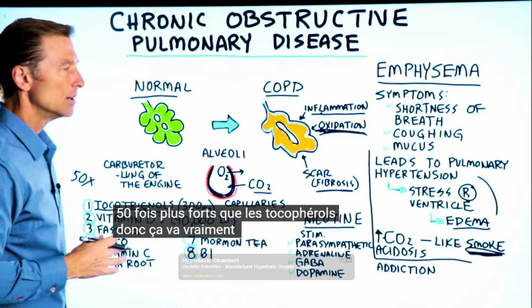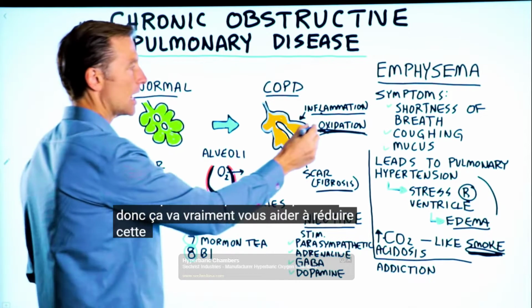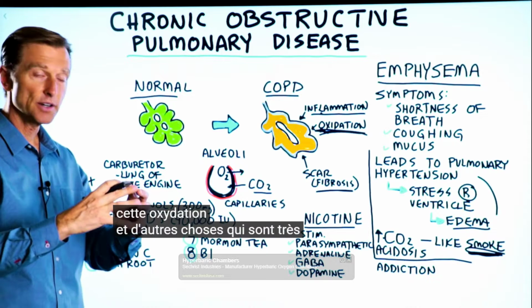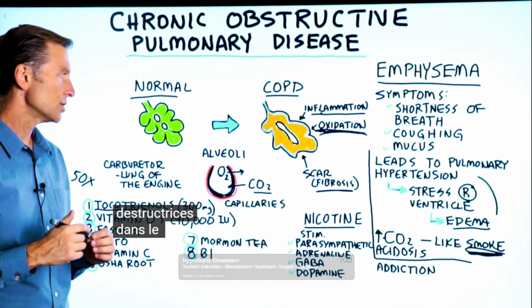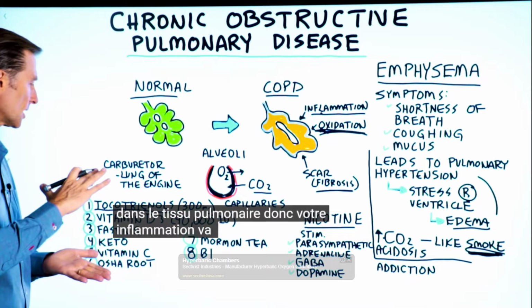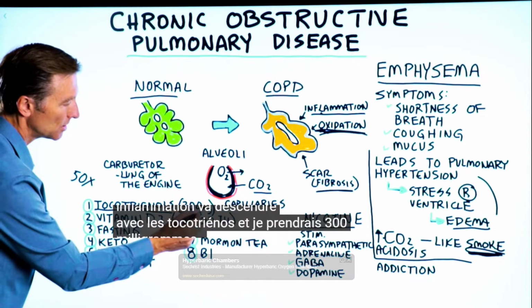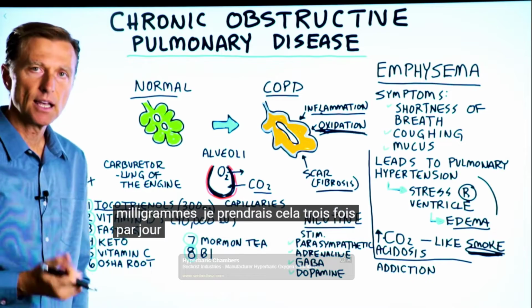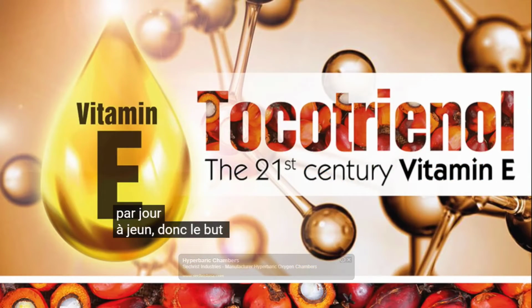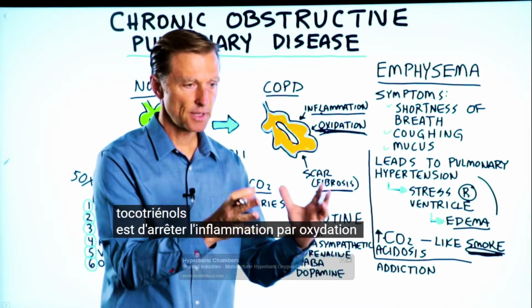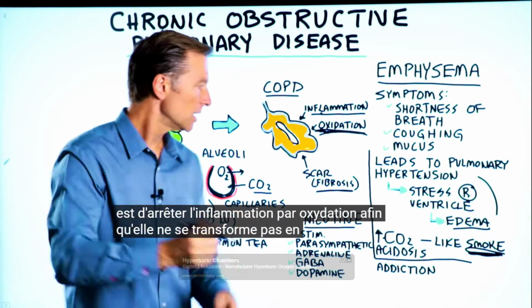So it's going to really help you reduce this oxidation and other things that are very destructive in the lung tissue. So your inflammation is going to come way down with tocotrienols. And I would take 300 milligrams, I would take that 3 times a day on an empty stomach. So the goal with tocotrienols is to stop the oxidation inflammation so it doesn't turn into fibrosis.